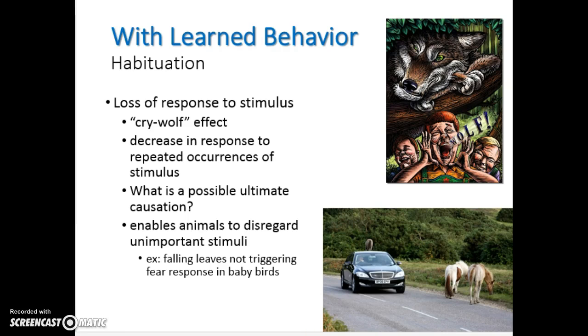And what they believe is the ultimate causation behind habituation is that it enables animals to disregard things that are not important stimuli. So, for example, you see the picture in the lower right here where there are horses next to the highway. At first, the approach of a car would cause these horses to go off running and interrupt their eating. But over time, as they begin to associate the stimulus of the car as nothing dangerous, nothing that's actually going to harm them, then they become habituated to that stimulus and they tend to ignore it. So it does have a beneficial effect.